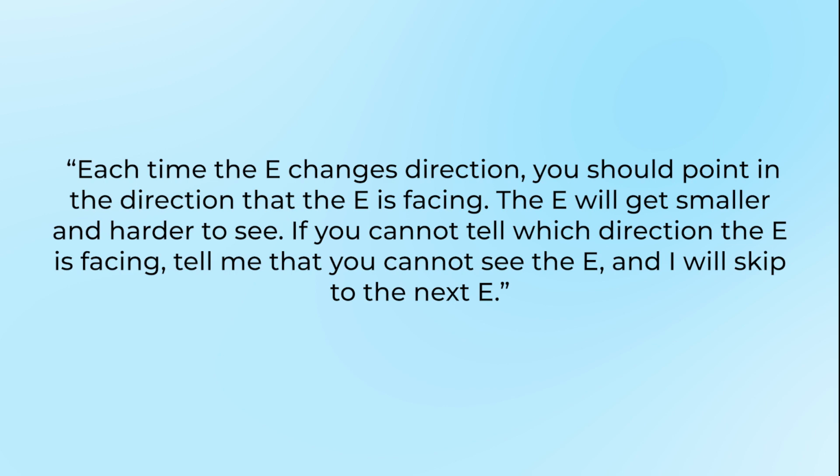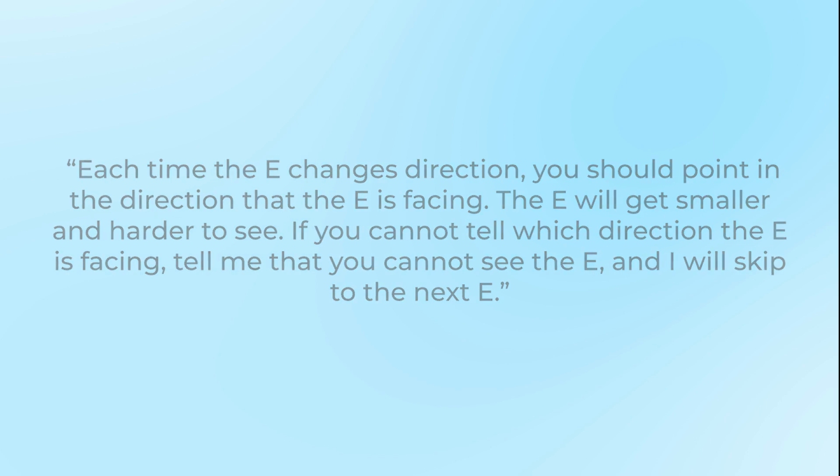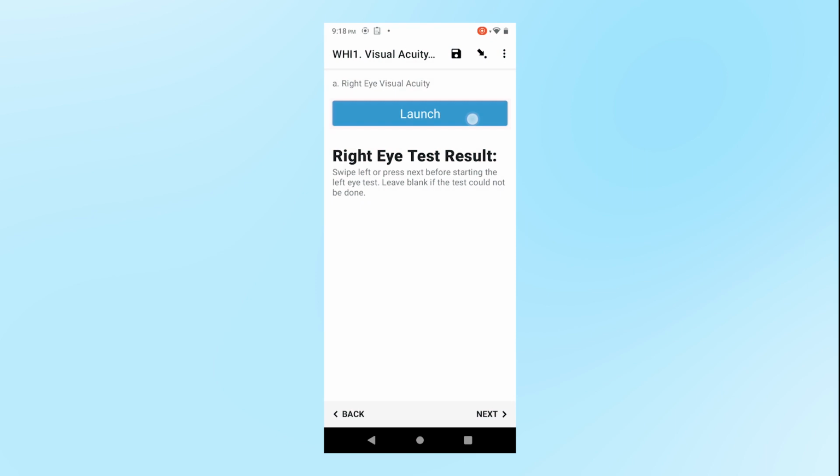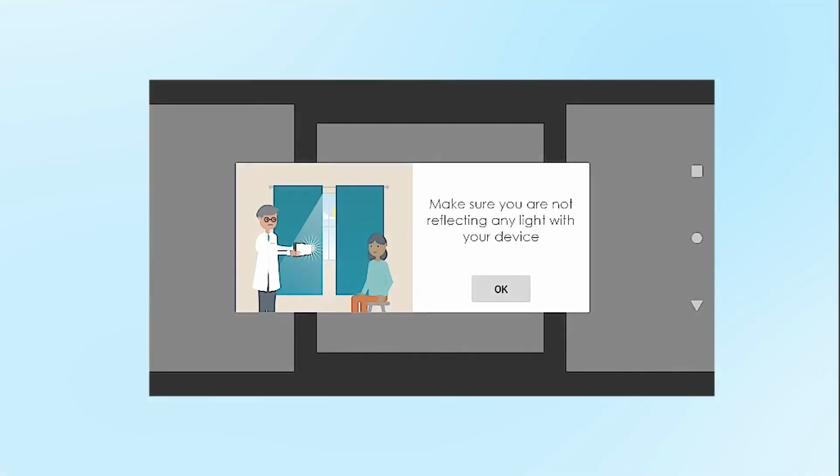The E will get smaller and harder to see. If you cannot tell which direction the E is facing, tell me that you cannot see the E, and I will skip to the next E. When you are ready to begin the screening, select the Launch button to start the visual acuity screening.